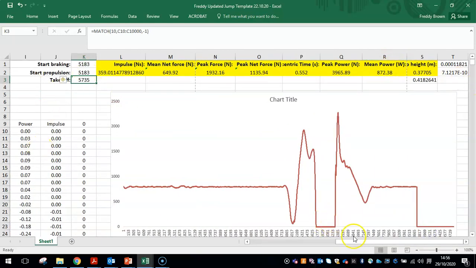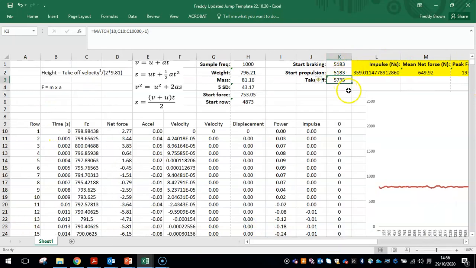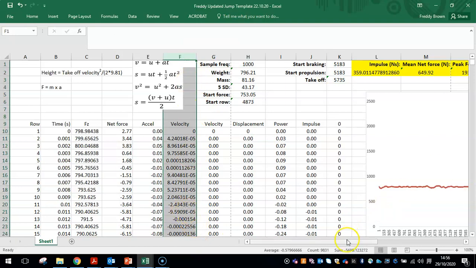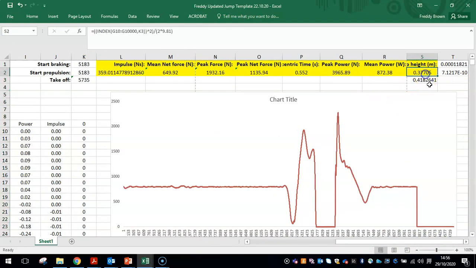So then if we cross-reference that, so if we go 5,735 cells down in this velocity column, then we will find the takeoff velocity. And that is what this formula has just done for me. Look up that number, go 5,735 rows down, and then that is your velocity. Square it, divide it by 2 times 9.81, and we have a takeoff velocity then turned into that S value, the distance. So we have managed to work out from takeoff velocity the height they have jumped.